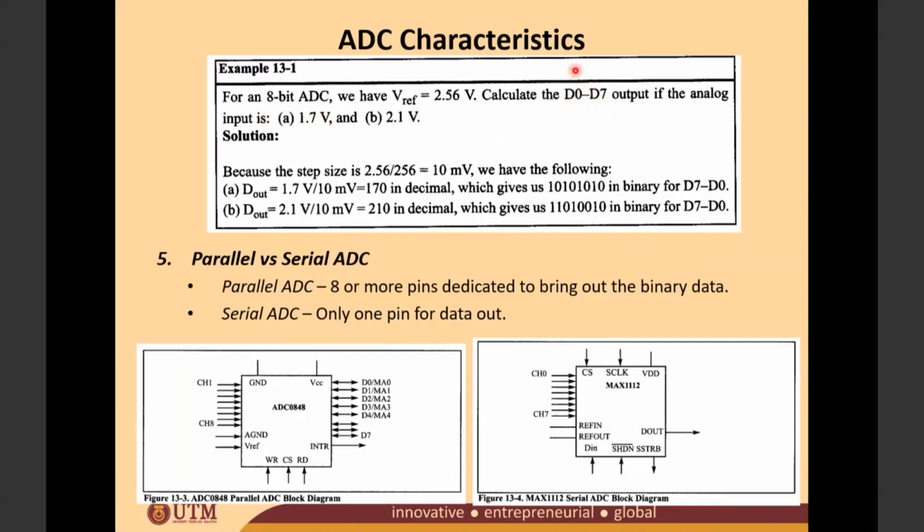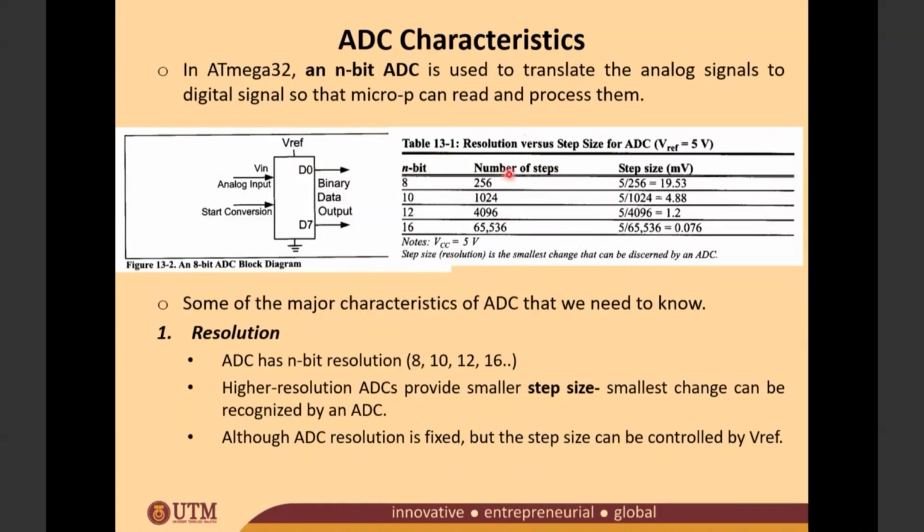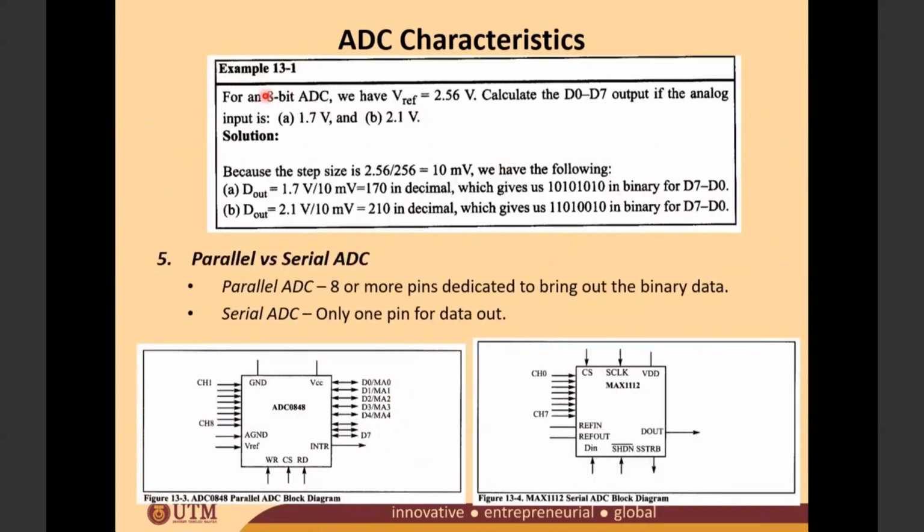First, we're going to find out the step size. Step size equals VREF divided by the number of steps. Since you have an 8-bit ADC, the number of steps is 2 to the power of 8, which is 256. So 2.56 divided by 256, you will get 10 millivolt. This is the step size.